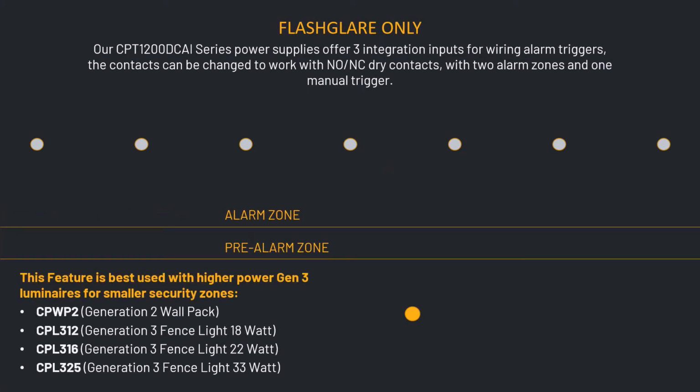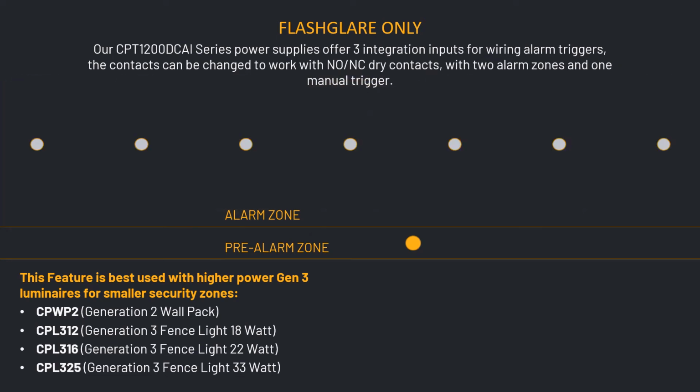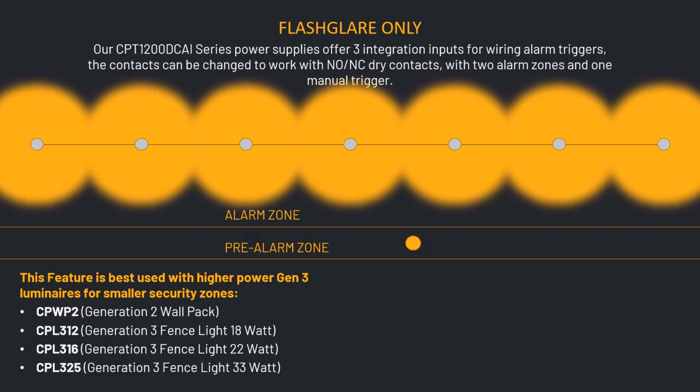Our FLASHGLARE feature is our unique integration capability that allows security integrators to tie in alarm outputs to our power supply using one of the 3 dry contact triggers in our DCAI series power supplies. The DCAI series power supplies offer a manual input, pre-alarm input, and alarm input, with the pre-alarm and alarm inputs offering adjustable configurations to the lights during an alarm event, by setting the flash on duration, flash off duration, flashing period, and stay on for each input.